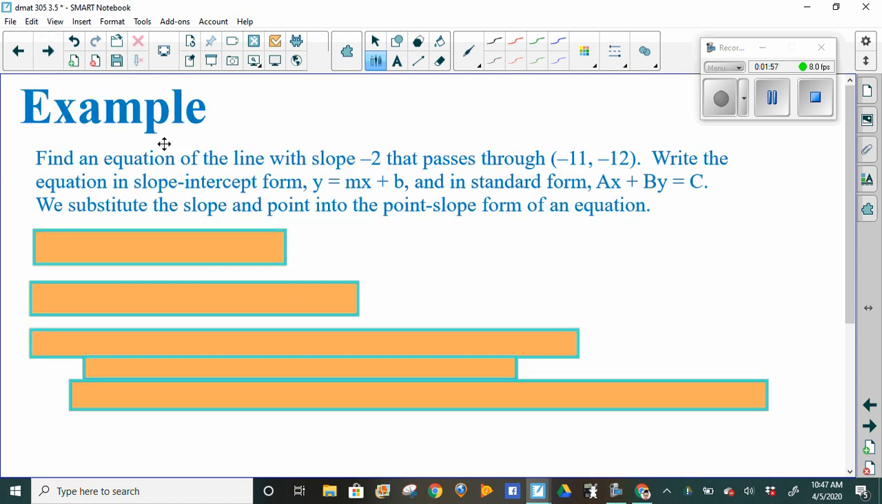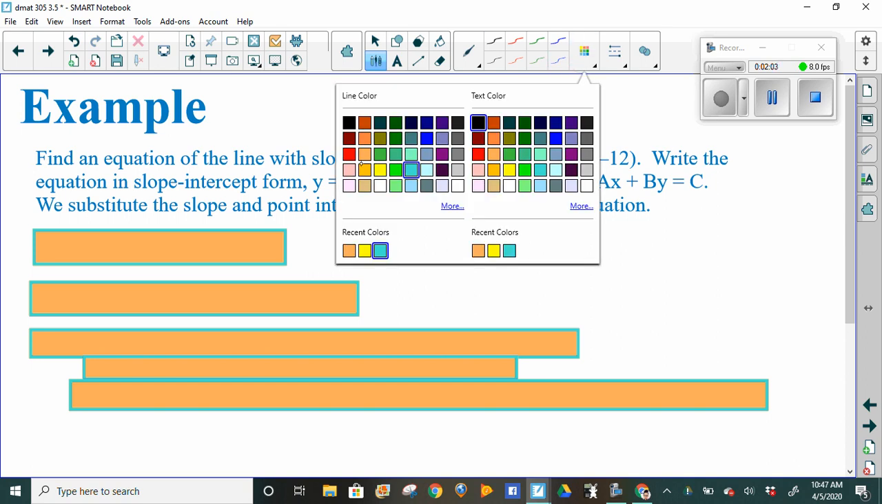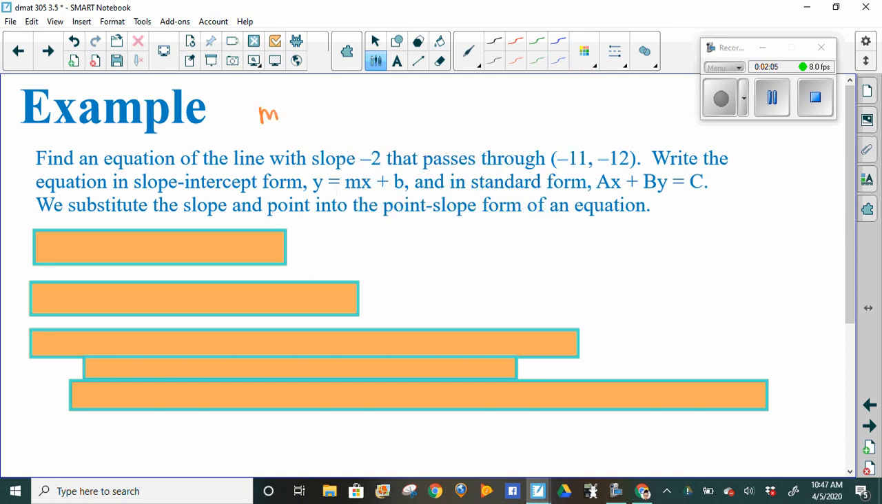All right, so find the equation of a line with a slope of -2. So that means, let me change colors here, a slope of -2 and passes through this point. So this is the point that they are giving us. So this is your x1 and your y1. They want me to write it in slope-intercept form and in standard form. So not only are you going to have to plug it into this form, you're going to have to convert it to this form.